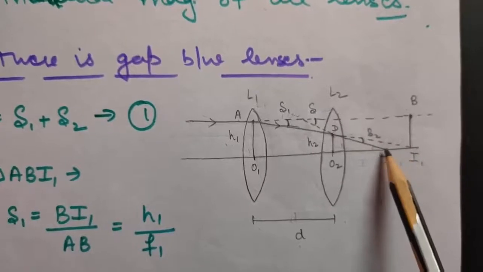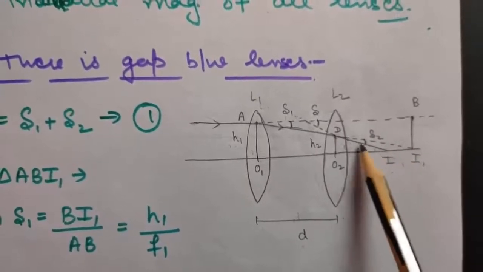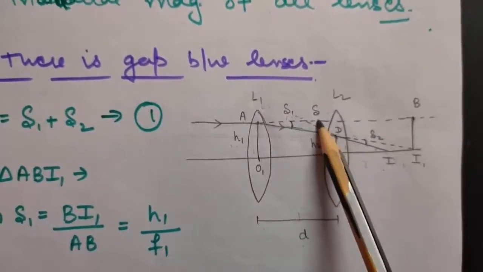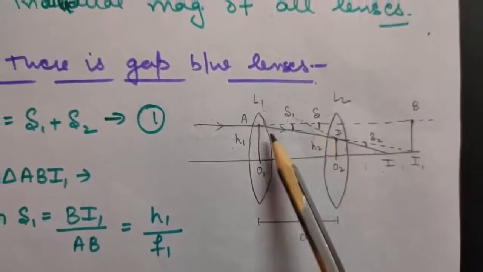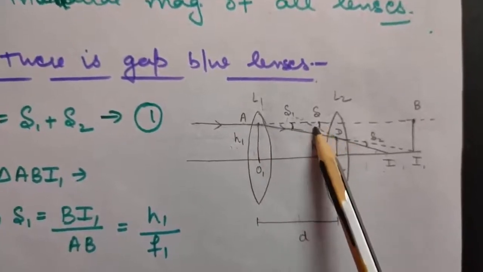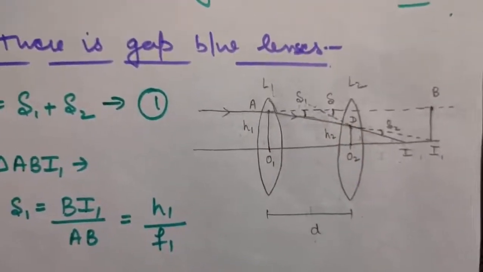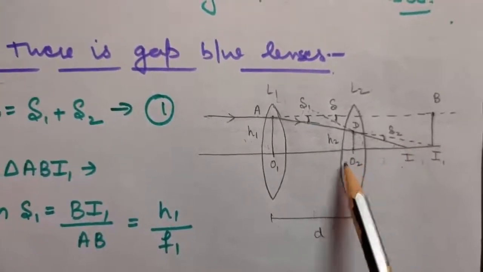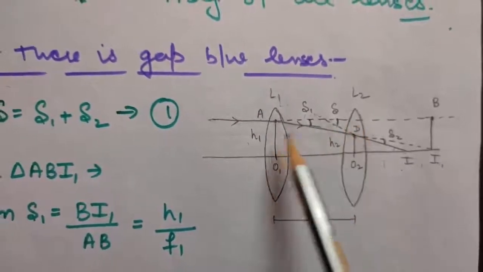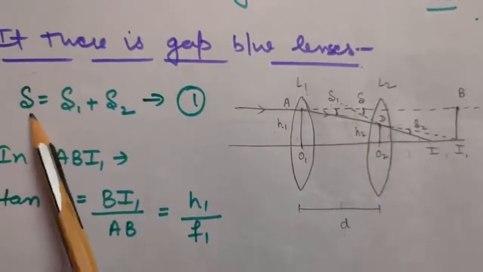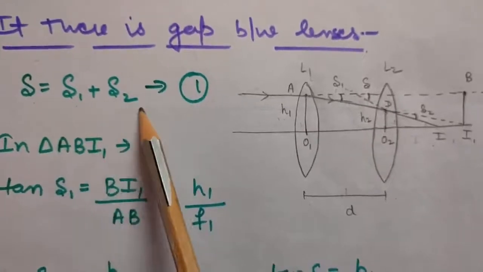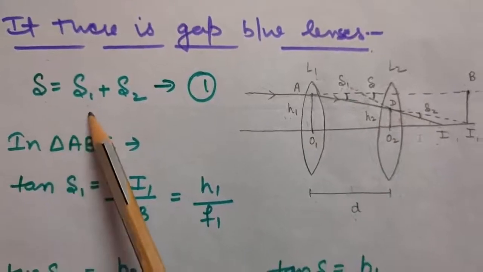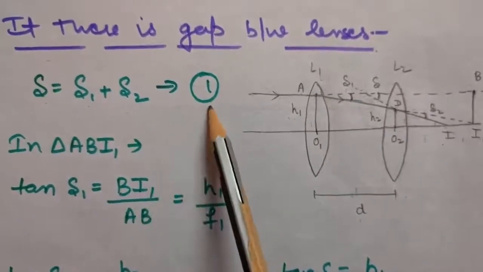Now see, this is the total deviation produced by the two lenses. So if I produce this ray like this, this is del, that is, the total deviation produced by the two lenses. So remember, del 1 is the deviation produced by L1, del 2 is the deviation produced by L2, and del is the total deviation produced by both the lenses. So the total deviation will be equal to del 1 plus del 2. Obviously the total deviation will be equal to these two deviations. So del will be equal to del 1 plus del 2. Mark it, first equation.